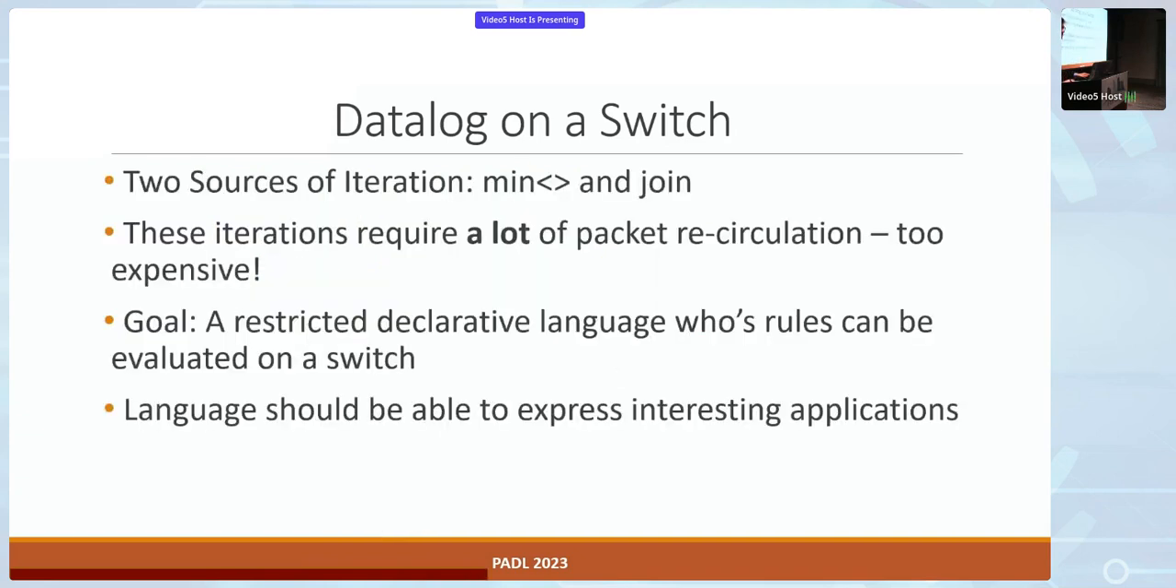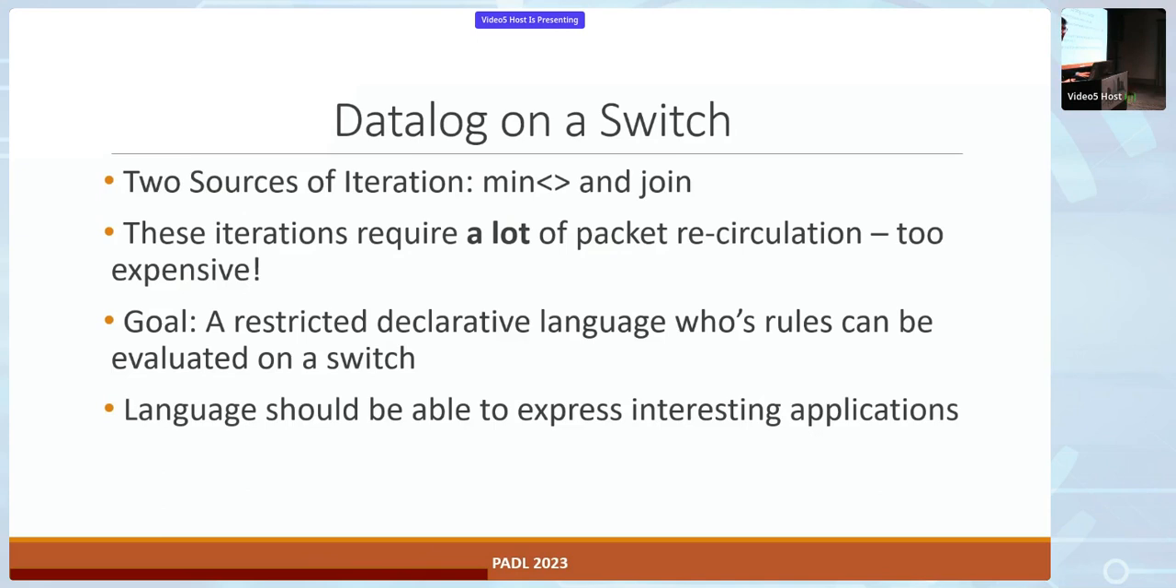So we just saw that there were two main sources of iteration in this example, min and join. And these iterations required a lot of packet recirculation, right? So if we were to directly take standard Datalog or NDlog and implement it on a network switch, this would be infeasible and too expensive. Your network would basically have no bandwidth.